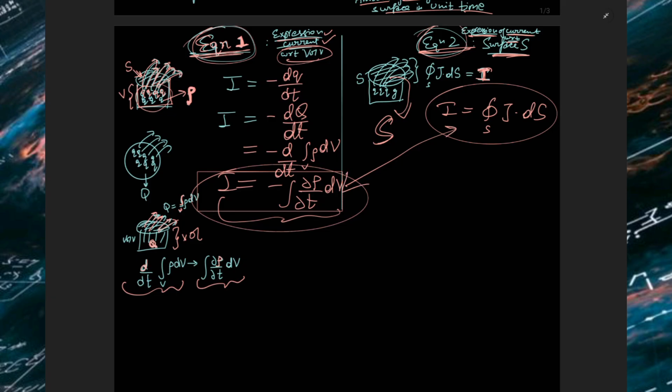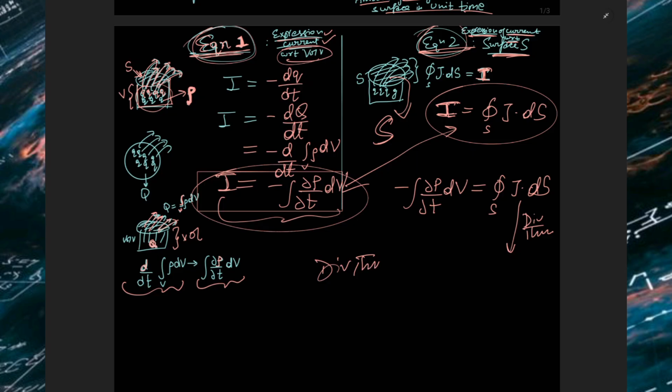So we can equate them, because on the left side we have current in both. Hence, we can write them like this by equating the right hand sides of the equations. Now we can see that on the left hand side we have a volume integral, whereas on the right hand side we have a surface integral. With the help of the divergence theorem, we will convert the surface integral into a volume integral.